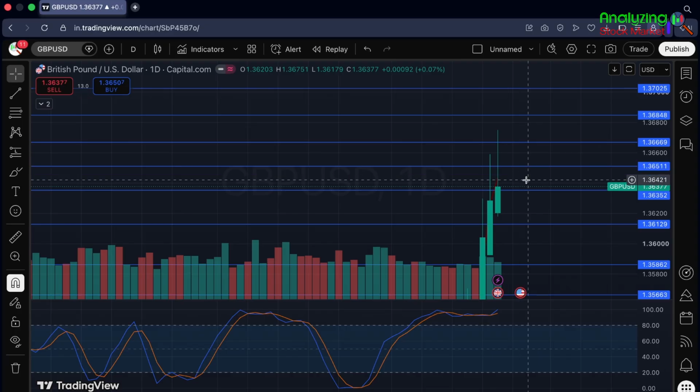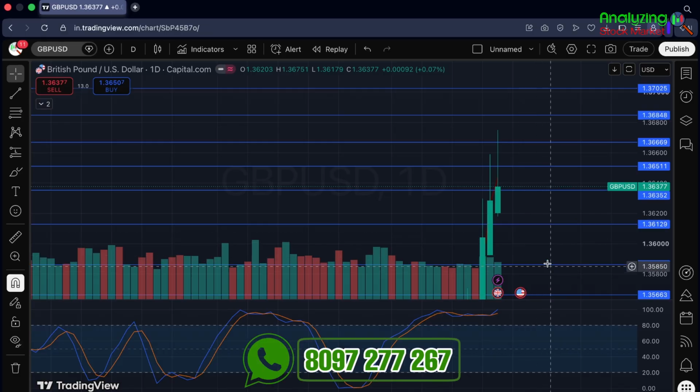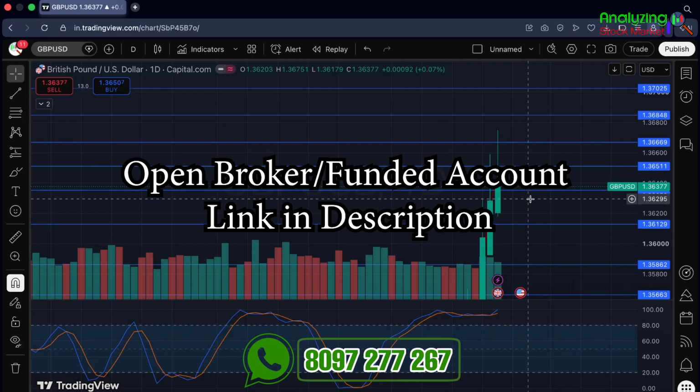Even though my expectation is negative, I will still wait for a confirmation candle once the level 1.36352 gets breached with a 4-hour or 1-day candle closing. Then I will go for a short till this level. I will even wait for this level as well. So my expectation is a bit negative in GBP USD for this week.